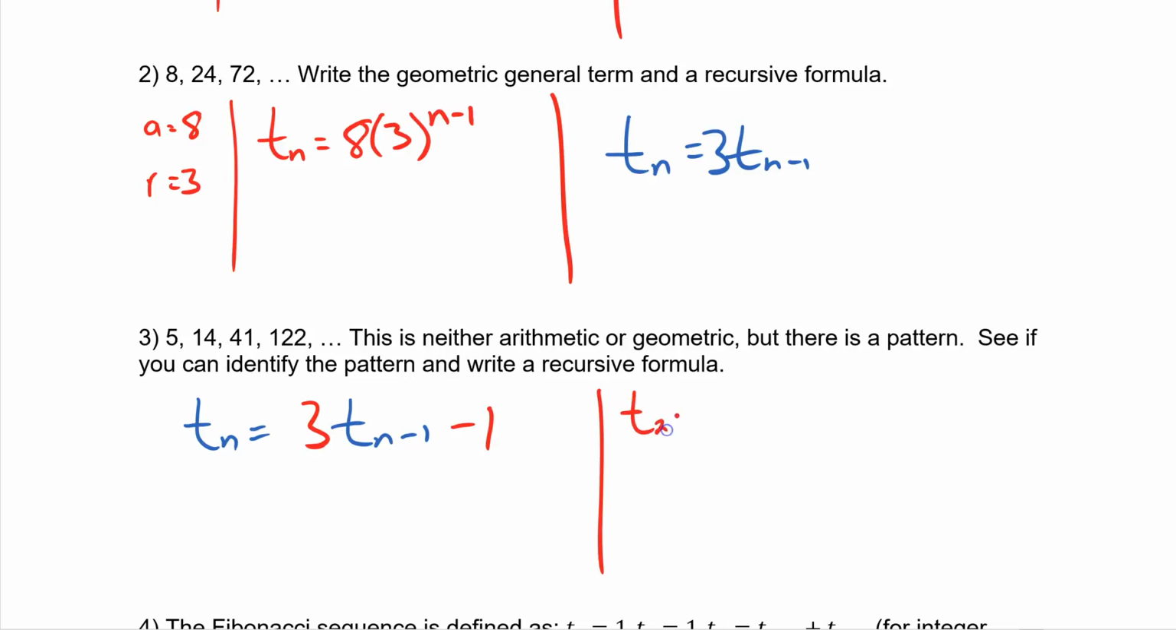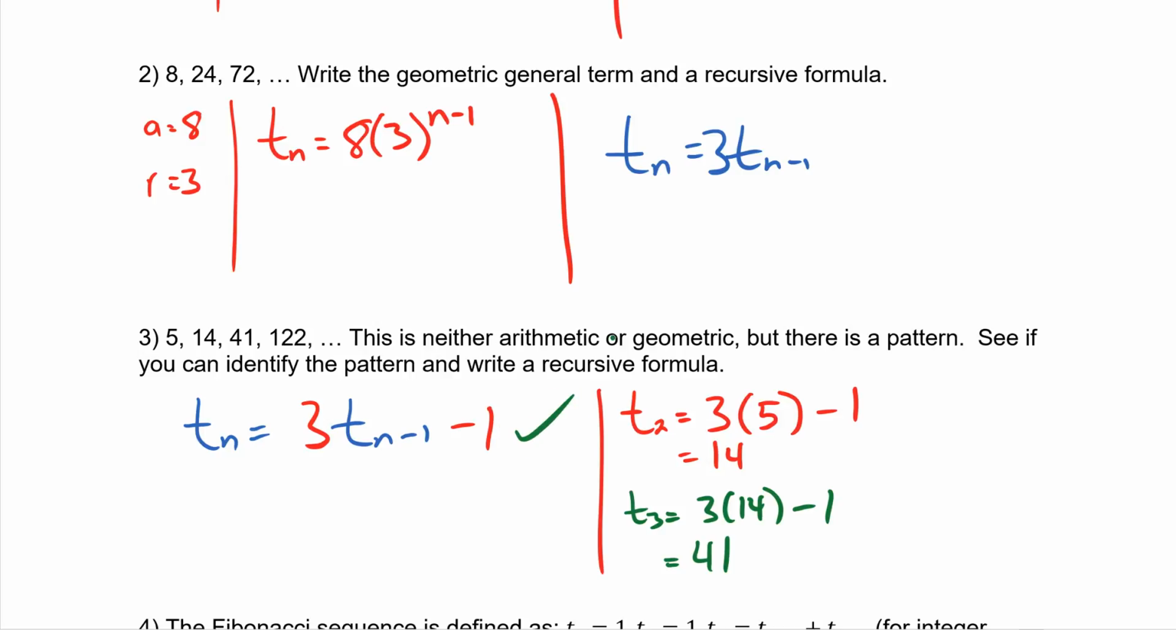So to calculate term 2, for example, it would be 3 times term 1, which is 5, minus 1, which is in fact 14. To figure out term 3 using that equation, it would be 3 times 14, which is 42, subtract 1, which is 41. So this is just how I'm checking. So by using the previous term, I multiply it by 3 and subtract 1, and there's our pattern. So it's just a matter of kind of trial and error and trying to figure out what that pattern is.